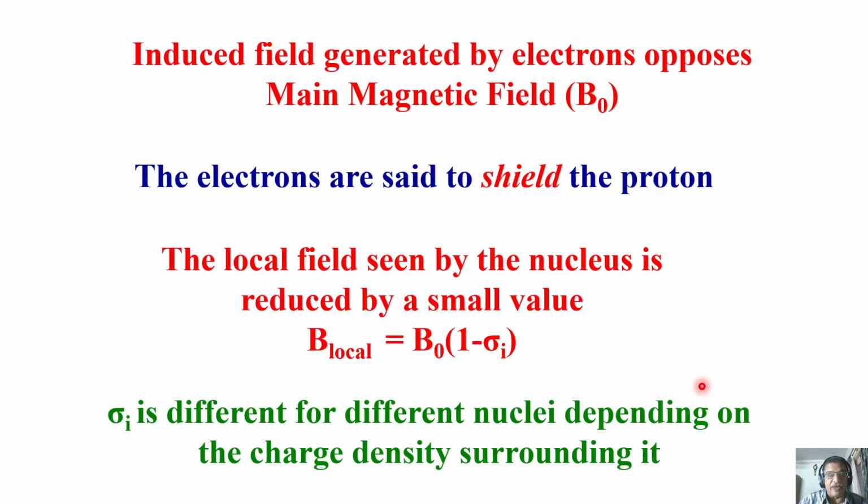It is different for different nuclei depending upon the charge density surrounding the nucleus. Please remember, sigma is not the same. In the example of the molecule you took, the sigma will be different for the CH group, different for the NH2 group, and different for the CH3 groups. As a consequence, the local fields for different groups are different. Though you have one molecule, you have different functional groups. As a consequence, each functional group has a separate local field, because they have different sigma values.